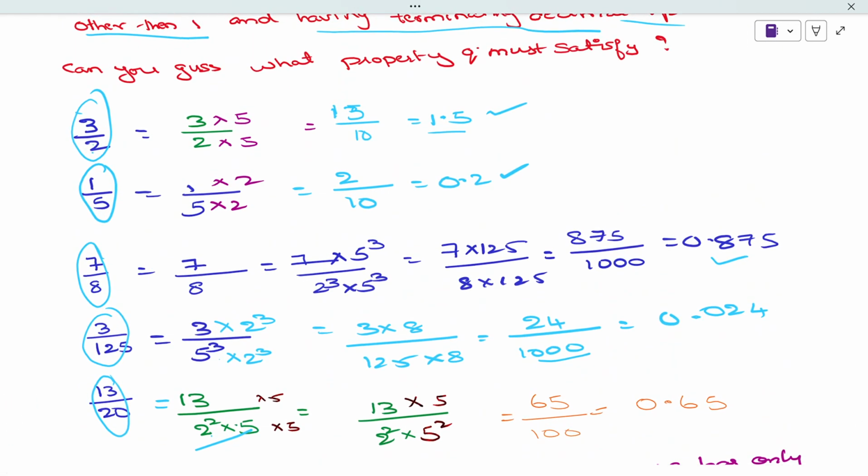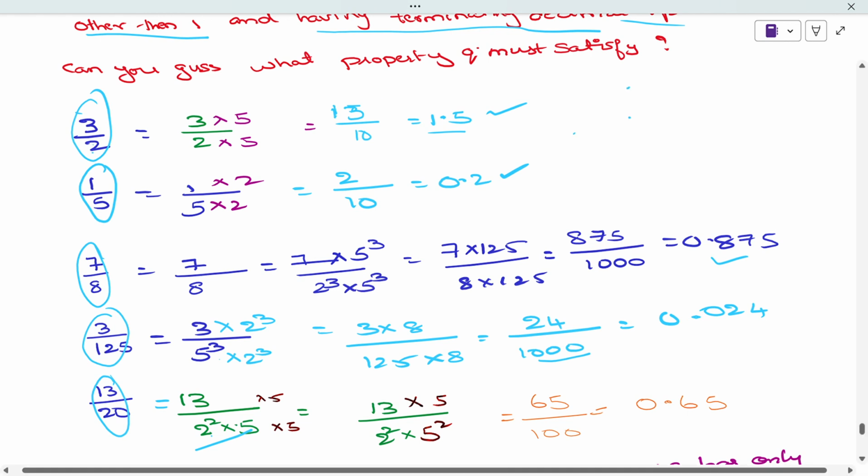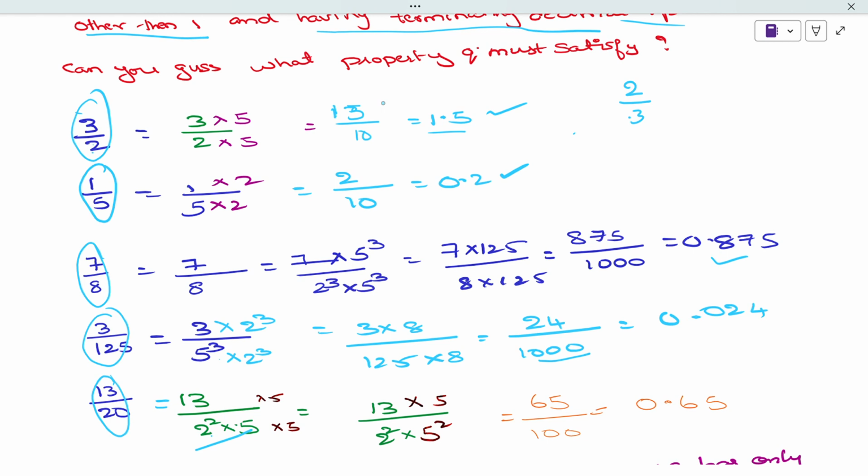If you are taking any other rational number, suppose I am taking 2 by 3, it will not be a terminating decimal. Here the common factor is 1 only, and now we are taking 2 by 3. 3 into 0 is 0, so you are getting 2 here.